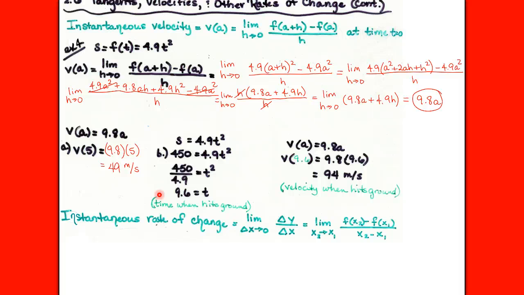So now I can figure out how fast it was going when it hit the ground, because now I know how long it had been traveling, so I know what time to put into that velocity equation. So we'll put 9.6 in the place of A in that same equation that we had created, and we get 94 meters per second. So that's how fast it's traveling when it hits the ground.